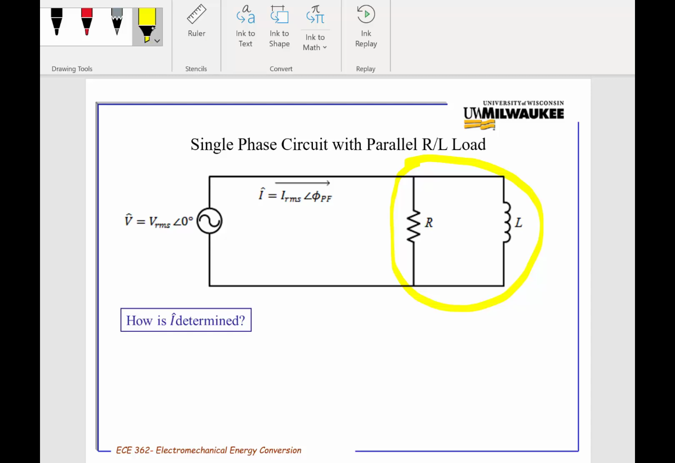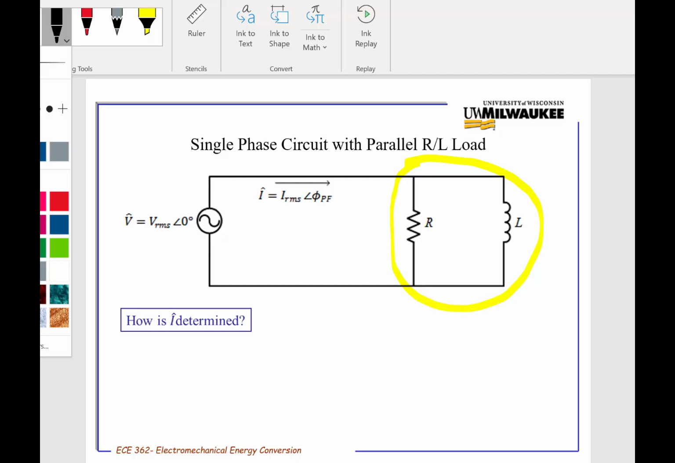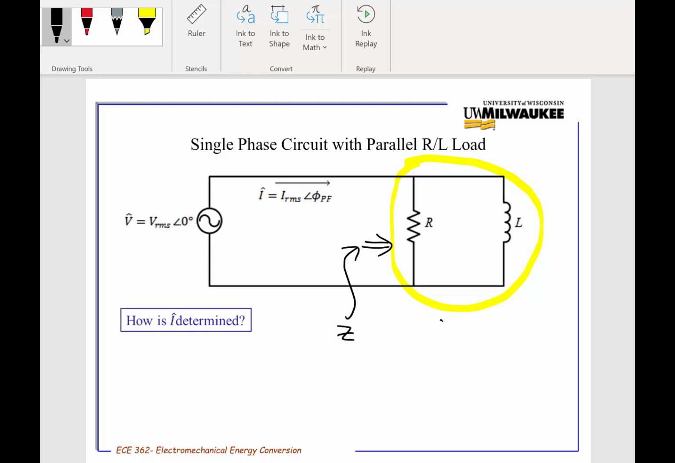What you'll be able to do in the lab is connect resistors, inductors, and capacitors in series, parallel, and various configurations. Looking into this, there is an impedance of the load, Z load.